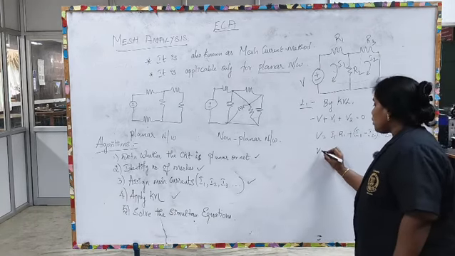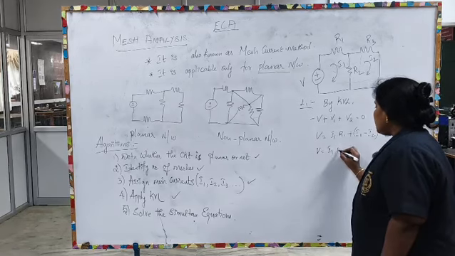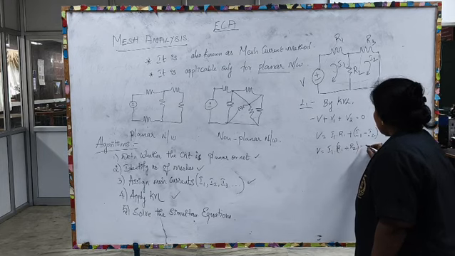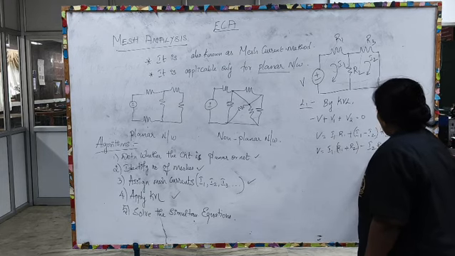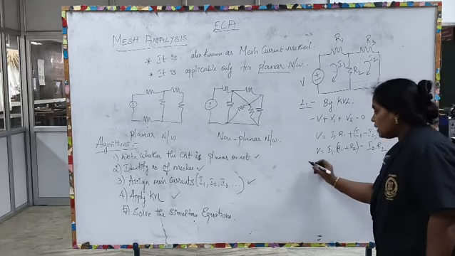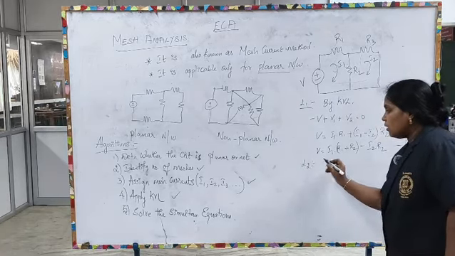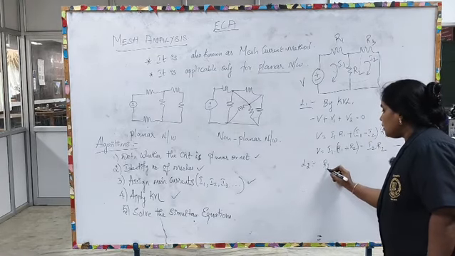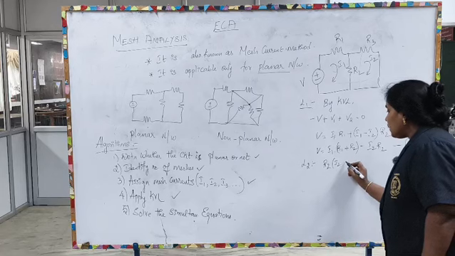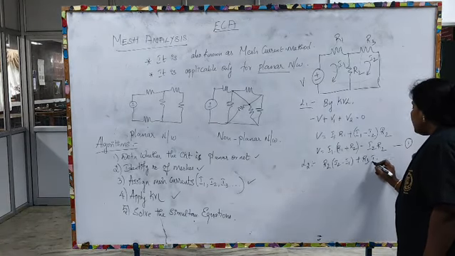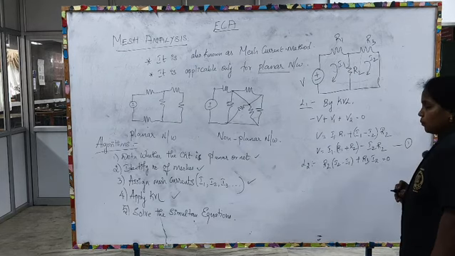So, from which V is equal to I1 into R1 plus R2 minus I2 into R2. Let this one be your first equation. And when you write a KVL equation for loop 2, or mesh 2, your equation will be R2 into I2 minus I1 plus R3 into I2 equal to 0, right.